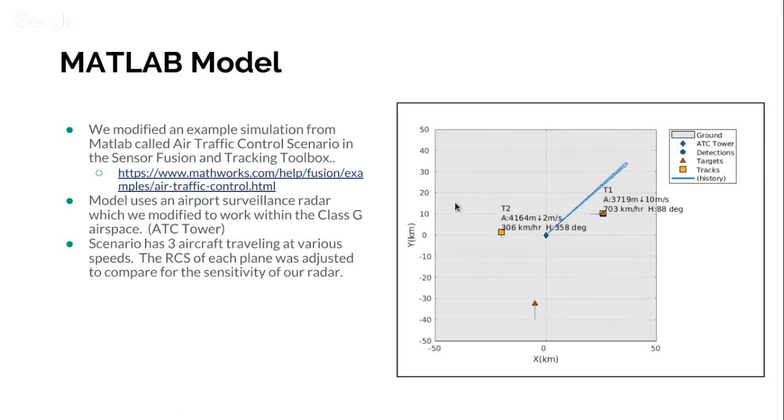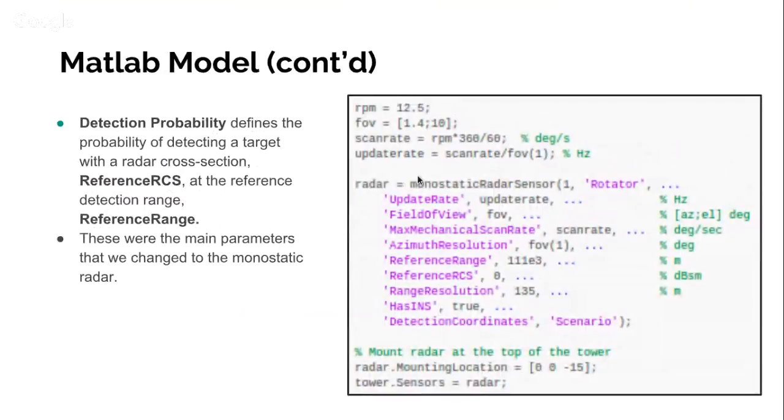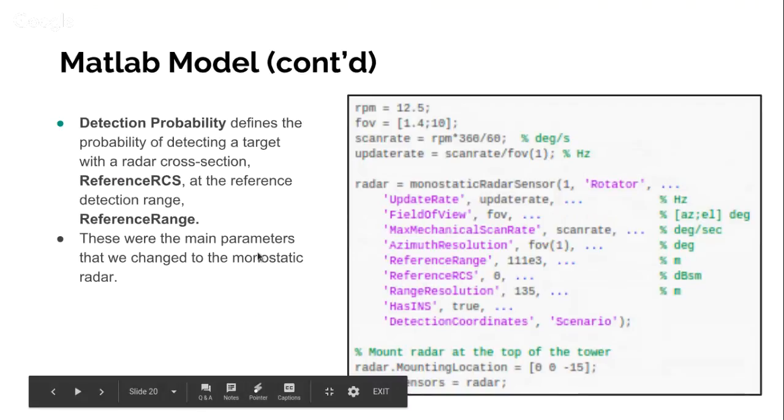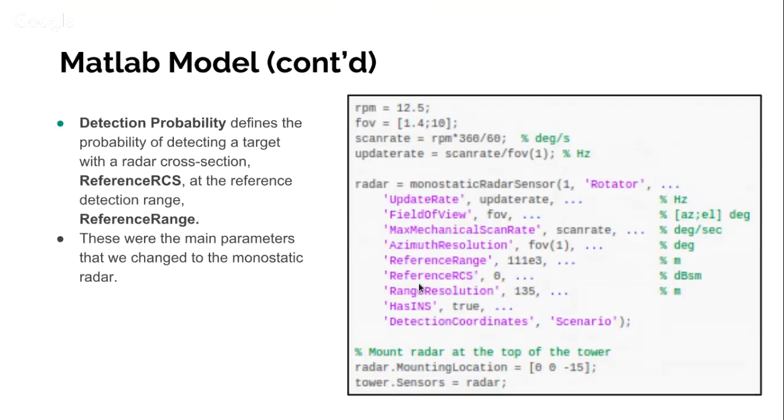And so then if you look at the code for the air traffic control example, it has a monostatic radar sensor that we used, and the main parameters that we adjusted with that was the detection probability, which defines the probability of detecting a target with a radar cross section reference RCS at that reference detection range right here. And the range resolution was 135 meters. And so these were the main parameters that we changed in the monostatic radar.